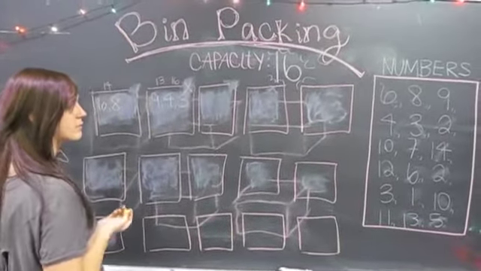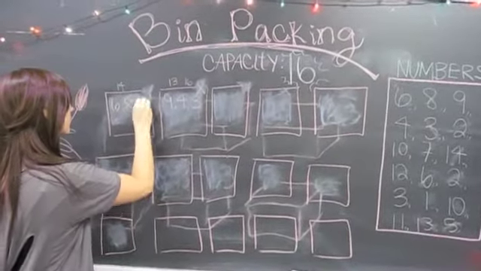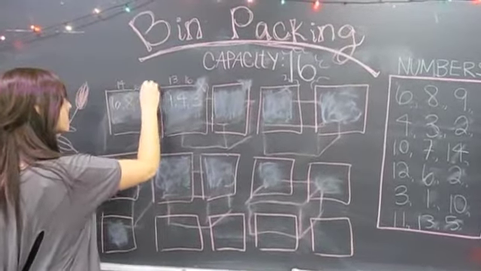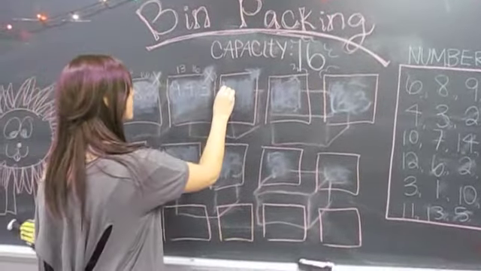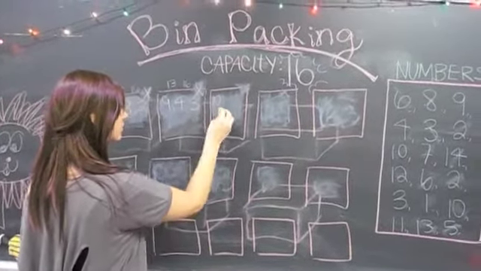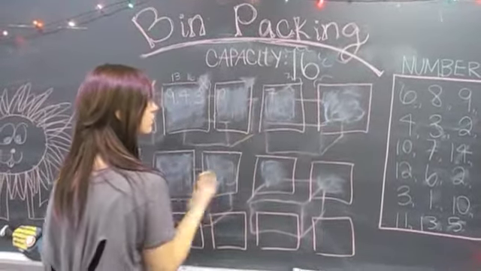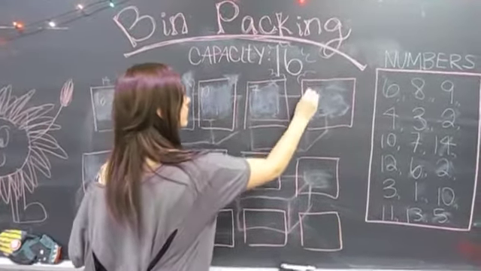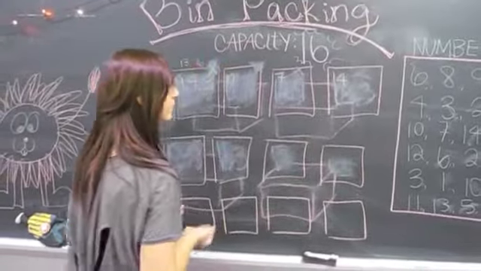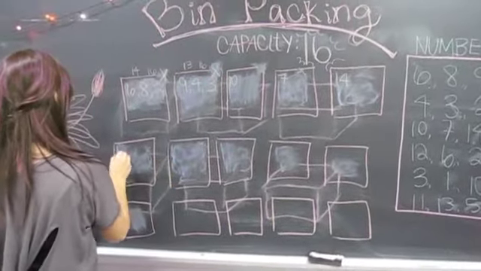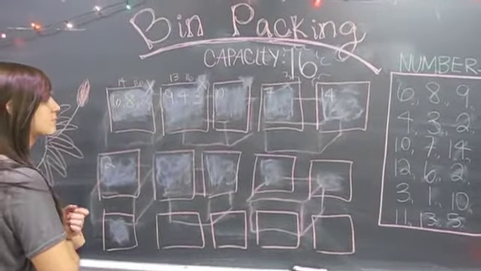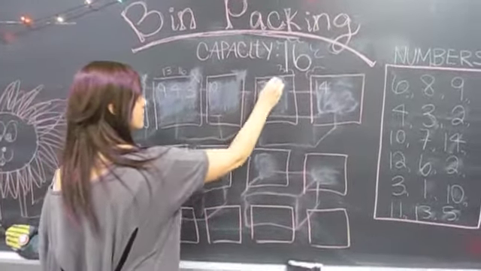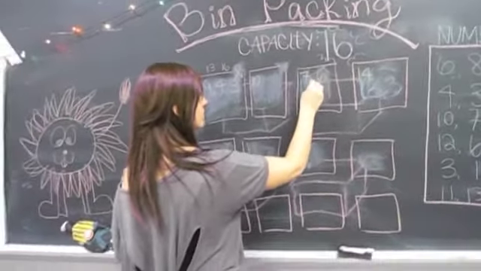And then you have 2 next, which would go back to your first bin, which adds up to 16, and it's closed. 10 would go in your third bin. 7 would go in your fourth bin. 14 would go in the next bin. And then 12 would go in the next bin. 6 would go back up to 7 because it is the least amount in any bins, which would end up being 13.